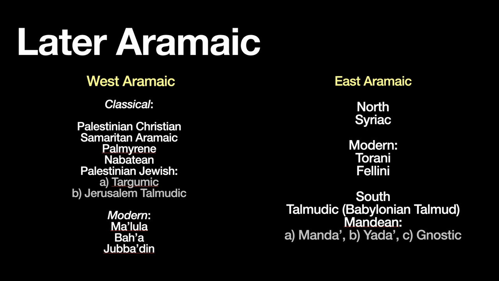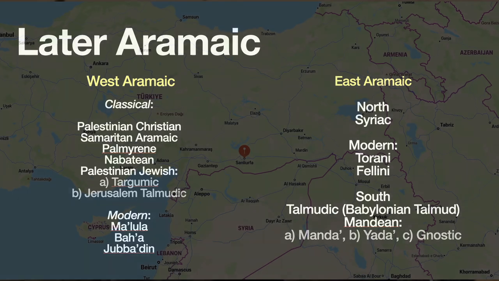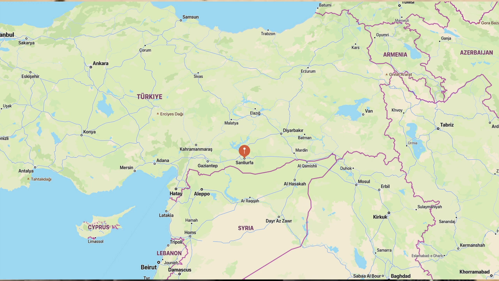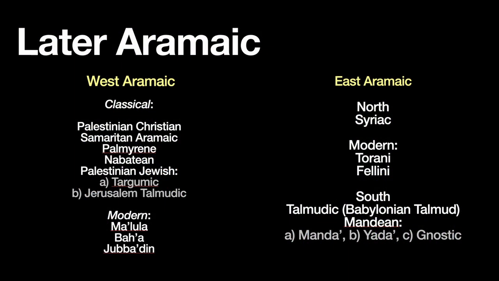Well, if you look at East Aramaic, you have in the north Syriac. Where does Syriac come from? It comes from a town called Edessa. You can look it up. It's in south central Turkey. Then we have modern dialects that come. Then we have southern dialects that are basically reflected in Jewish Babylonian Aramaic.